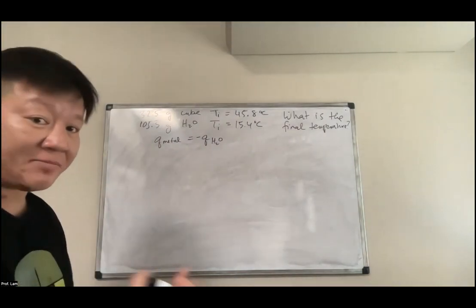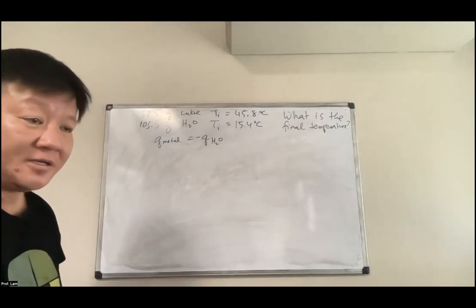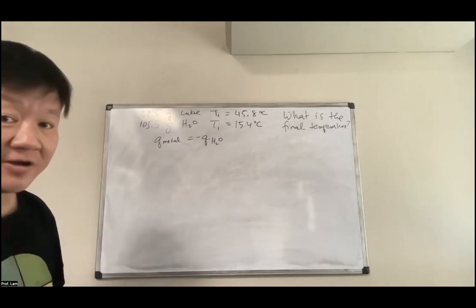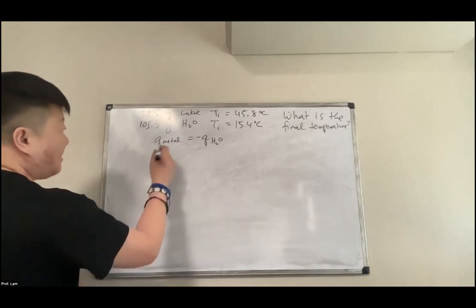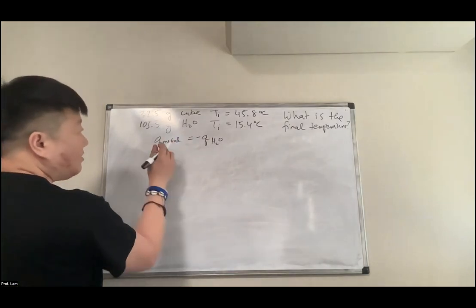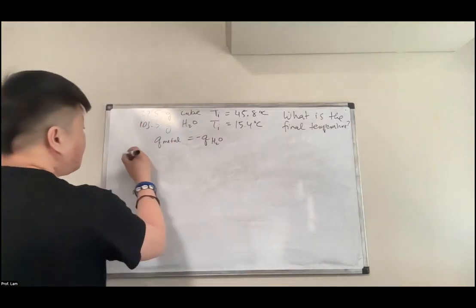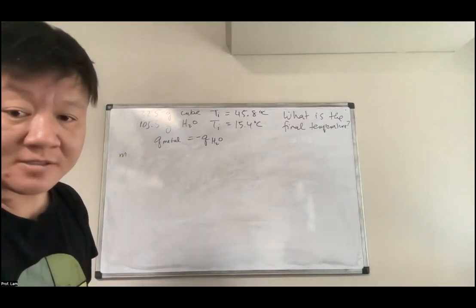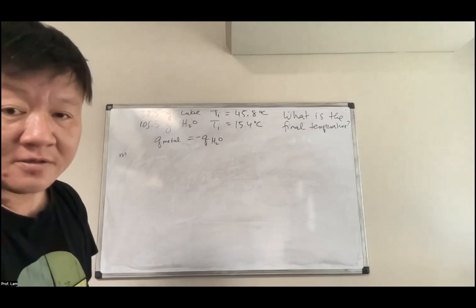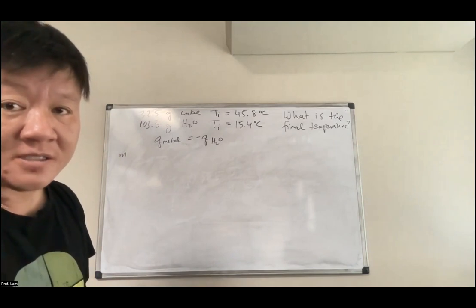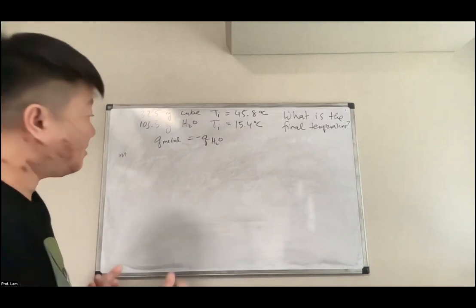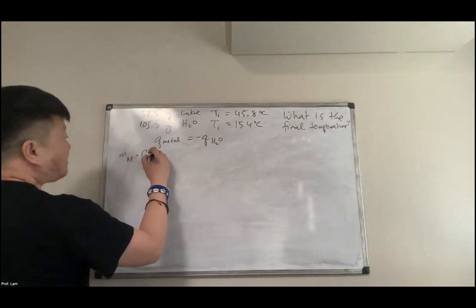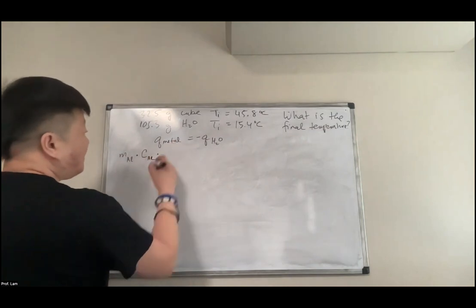Because whatever is happening to the metal, the heat that's lost by the metal is gained by the water and vice versa, right? And so they just need to have opposite signs. Then you can expand this out, right? Q is equal to mc delta T. So it'll be mass of the metal. And our metal is what? Does it tell us our metal? Yes, it does. It tells us that it is aluminum. Okay, so mass of the aluminum times specific heat of the aluminum times delta T.